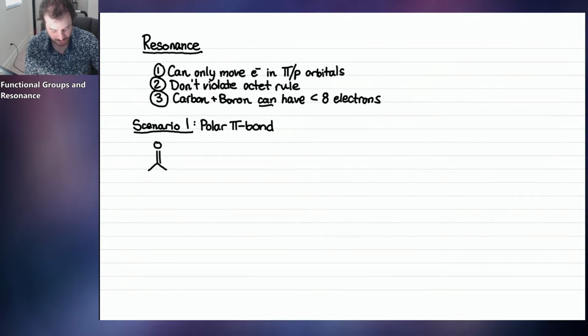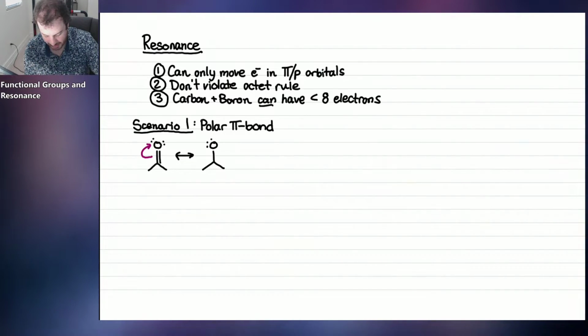And so we can draw a resonance structure whenever we have a polar pi bond by moving electrons onto the more electronegative atom. So the pi bond electrons move on to the more electronegative atom, and that's going to create a new resonance structure that looks like this. We're going to get an additional lone pair up on that oxygen. It's also going to get a negative charge now. And since we're moving electrons away from carbon, that's now going to have a plus charge since it only has 6 electrons now. So that is scenario 1, polar pi bond.